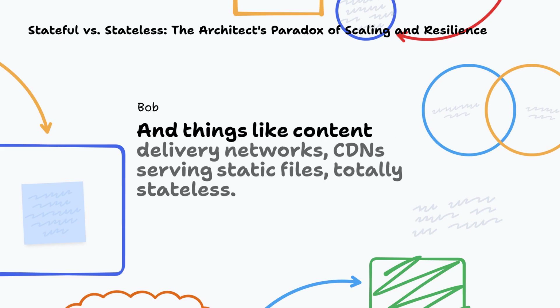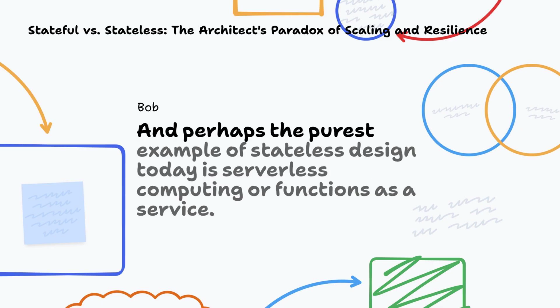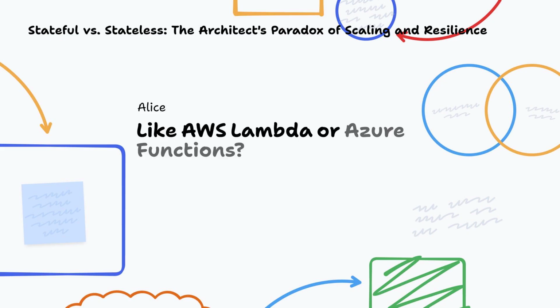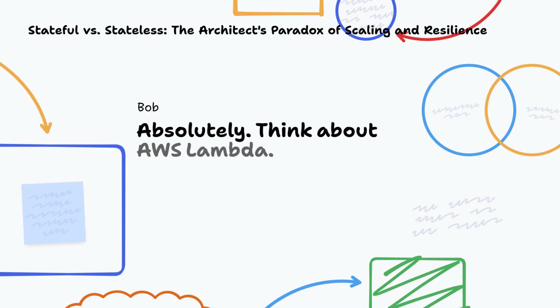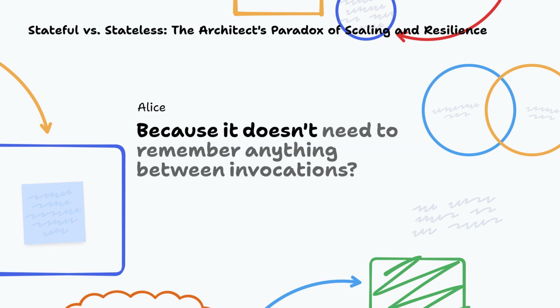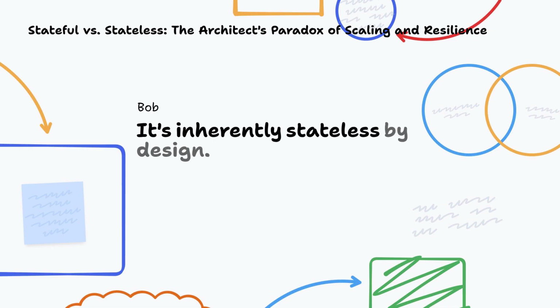Exactly. And things like content delivery networks, CDNs, serving static files, totally stateless. And perhaps the purest example of stateless design today is serverless computing, or functions as a service, FaaS. Right, like AWS Lambda or Azure Functions. Absolutely. Think about AWS Lambda. A function spins up almost instantly, does its specific compute task, and then often scales right back down to zero when it's idle, because it doesn't need to remember anything between invocations. Precisely. It's inherently stateless by design.